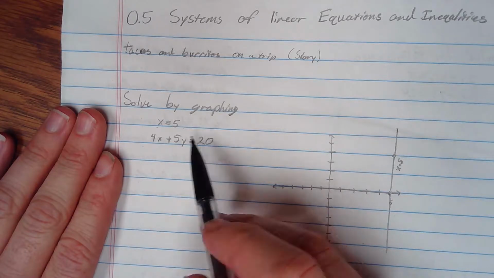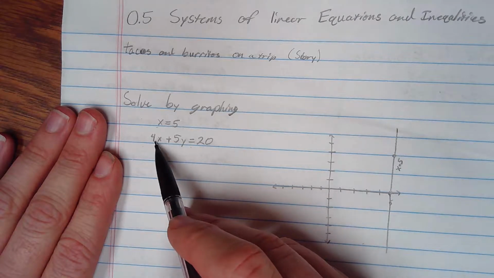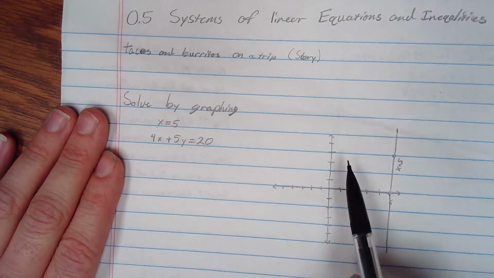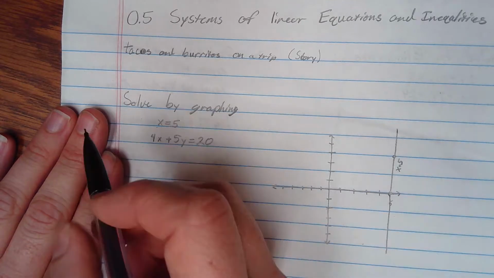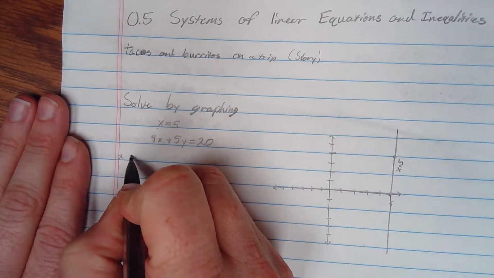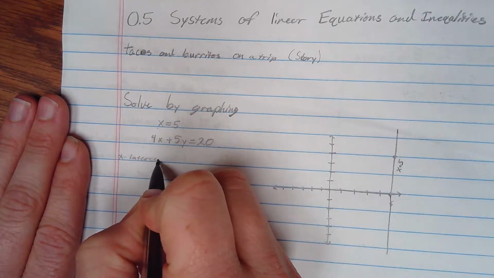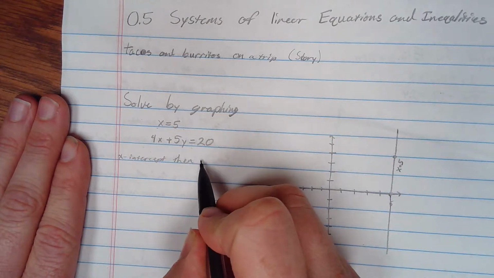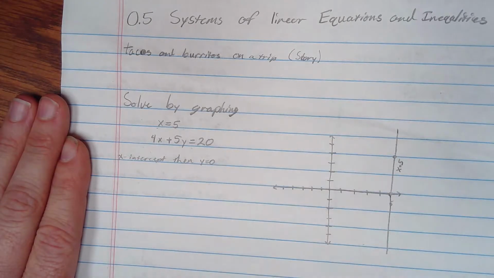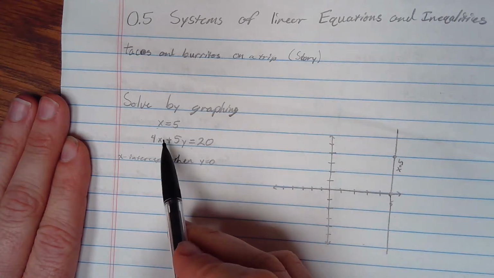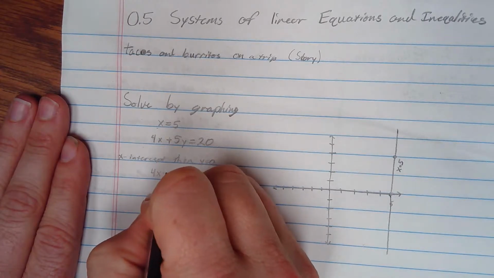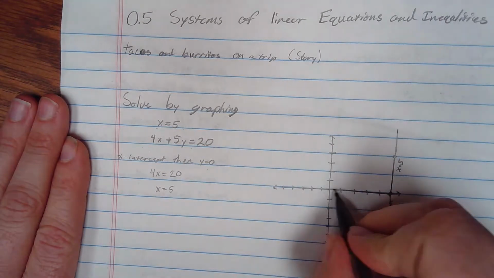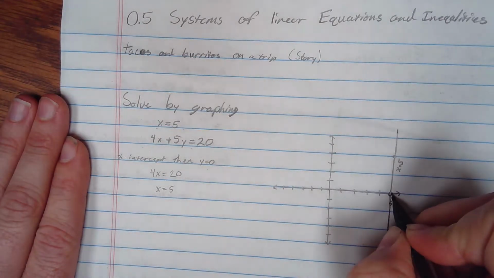So if I'm trying to find where this line crosses x, anywhere on the x-axis, the value for y is 0. So if I want the x-intercept, then y will be 0. Okay? And so then I can plug y equals 0 into this, and I get 4x equals 20, x equals 5. So then on my x-axis, I'm going to put a dot at 5.